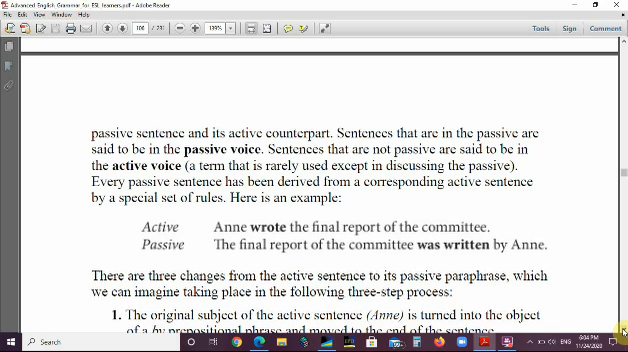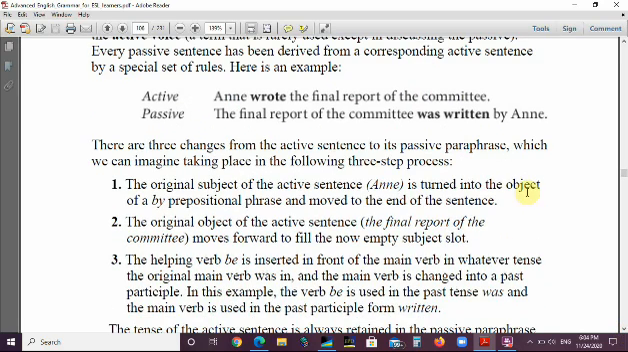There are three changes from the active sentence to its passive paraphrase, which we can imagine taking place in the following three-step process. The original subject of the active sentence, Ann, is turned into the object of a by prepositional phrase. We put by Ann at the end of the sentence. And here Ann is called the agent. The original object of the active sentence, the final report of the committee, moves forward to fill the now empty subject slot, because the subject place is empty since it's put at the end of the sentence, preceded by by.